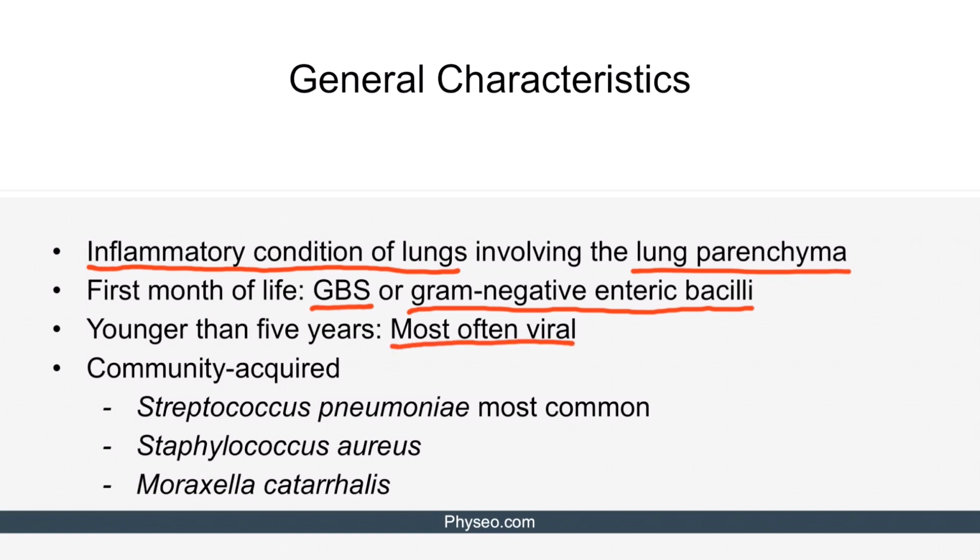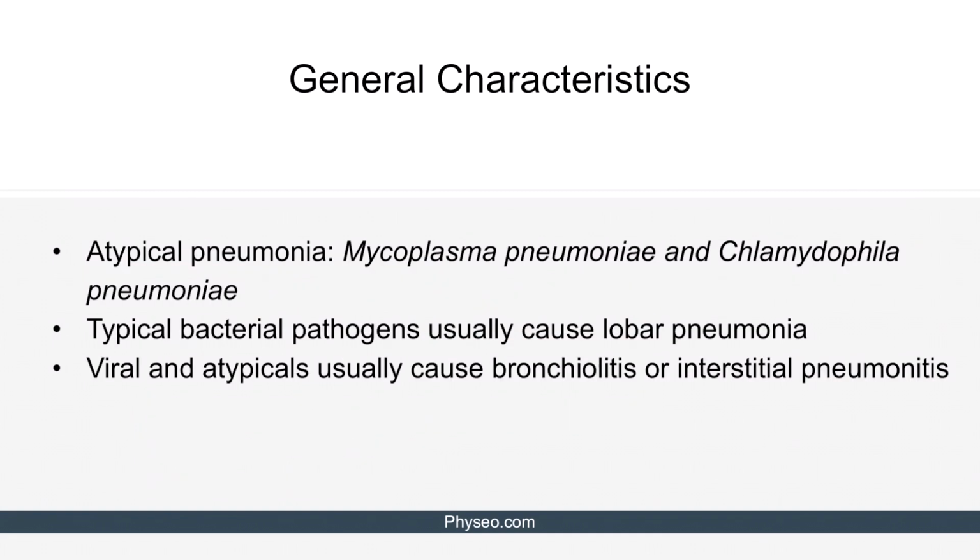Community-acquired pneumonia, or CAP, is most commonly due to strep pneumonia. Other common pathogens include Staph aureus and Moraxella catarrhalis. Atypical pneumonia is most commonly associated with Mycoplasma pneumoniae and Chlamydophila pneumoniae.